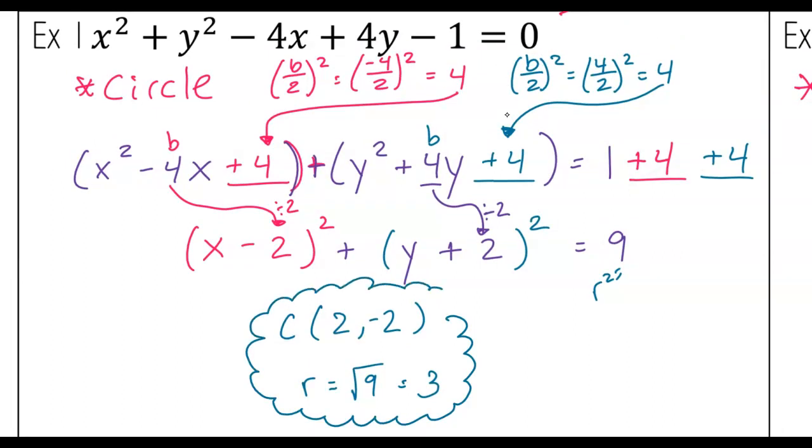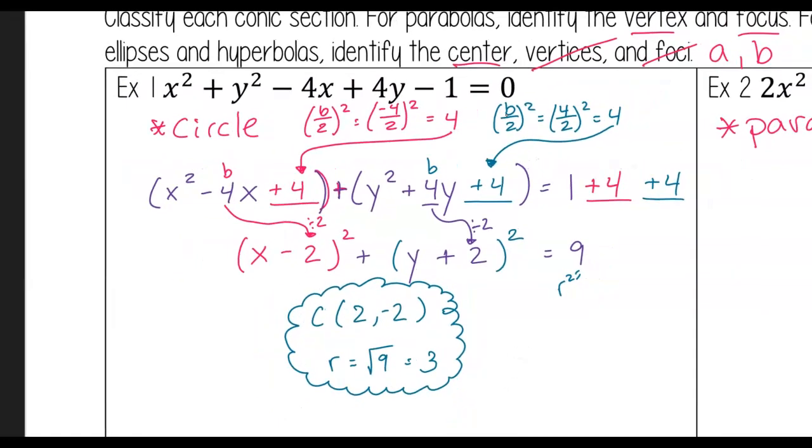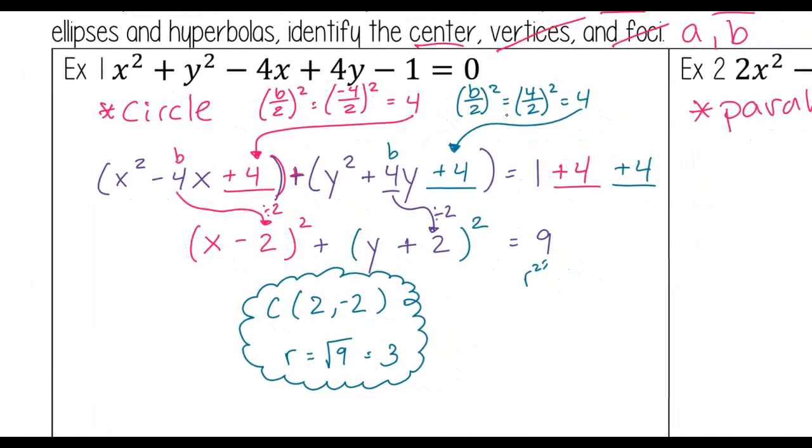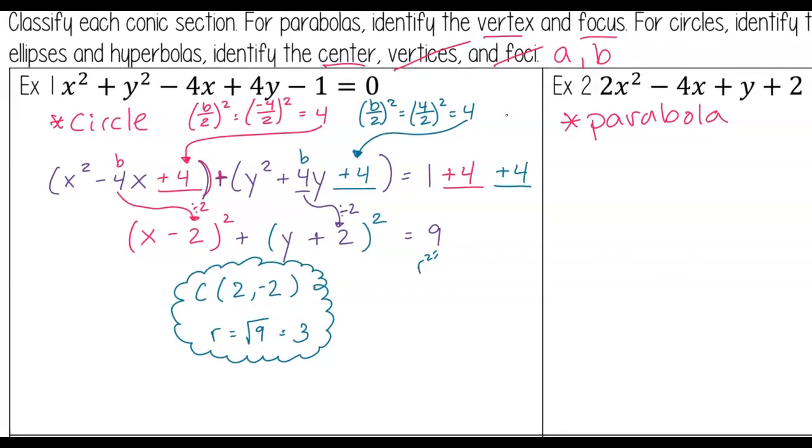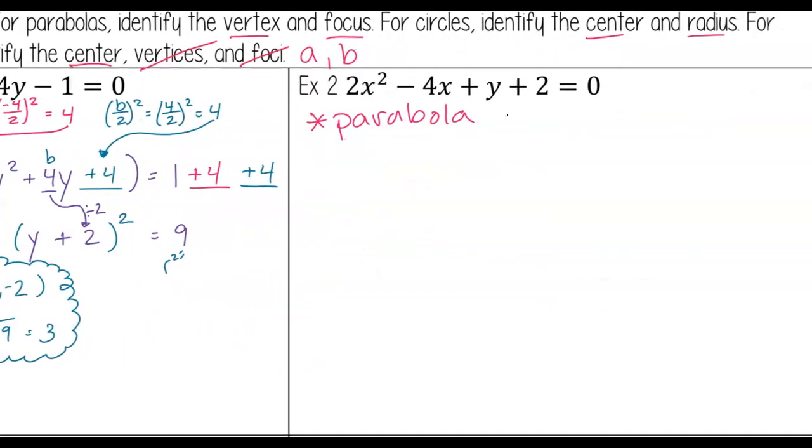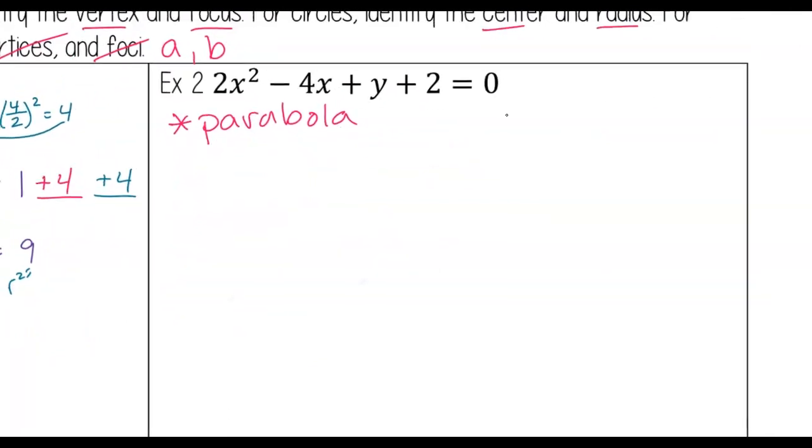I'd have to say circles are the easiest because they don't, or normally don't, have coefficients on them. So now, I have to say parabola is the hardest, actually.